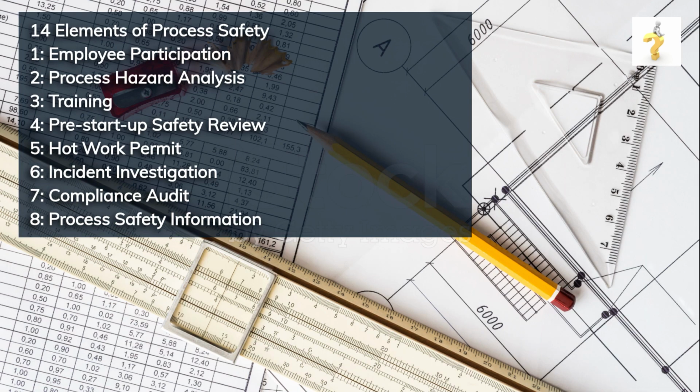Process safety information may include equipment specifications, design codes and standards, material safety data sheets, process flow diagrams, and piping and instrumentation diagrams. By maintaining a comprehensive repository of process safety information, organizations can ensure that employees have access to the necessary data to understand the hazards associated with their work and make informed decisions.